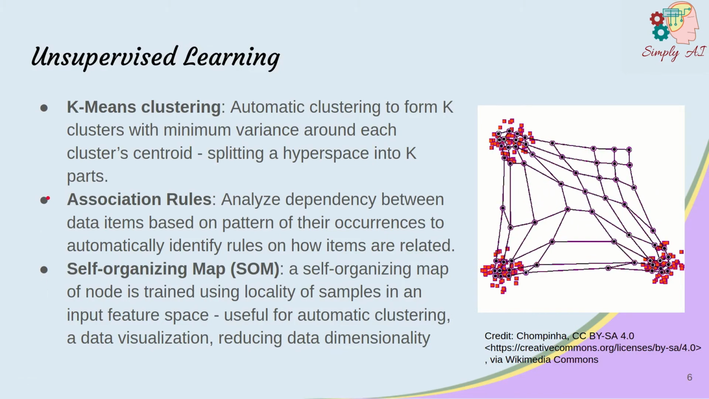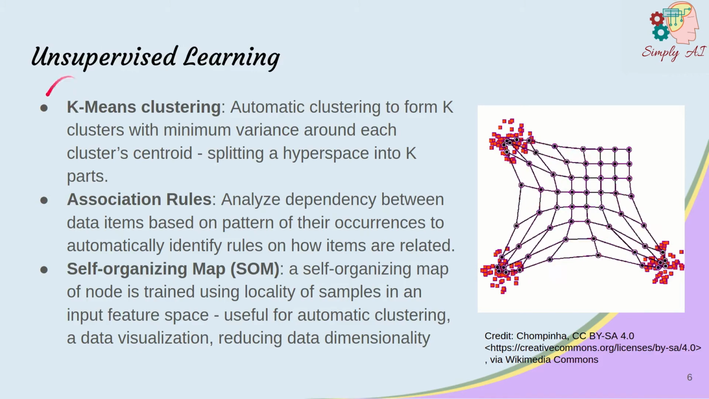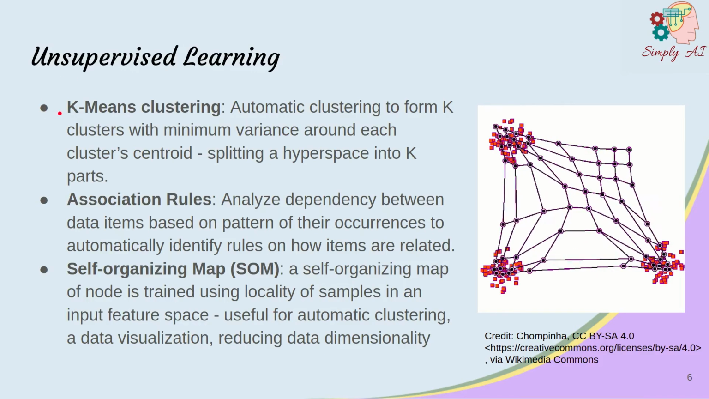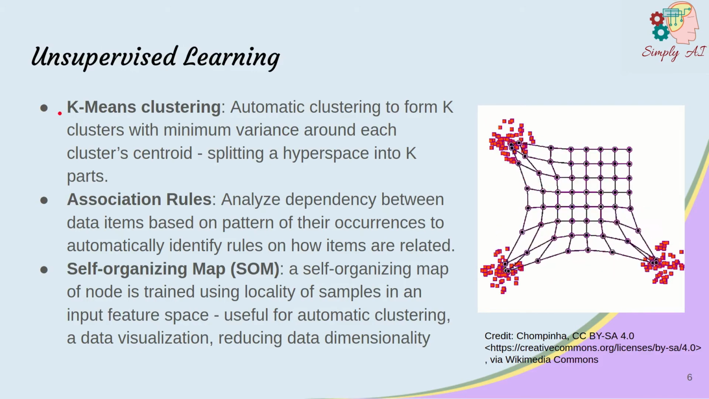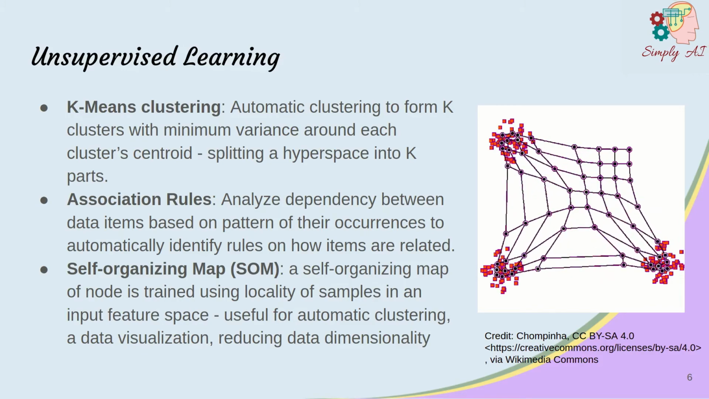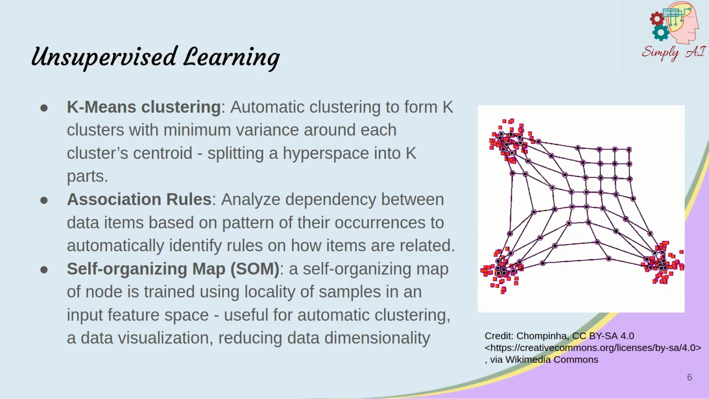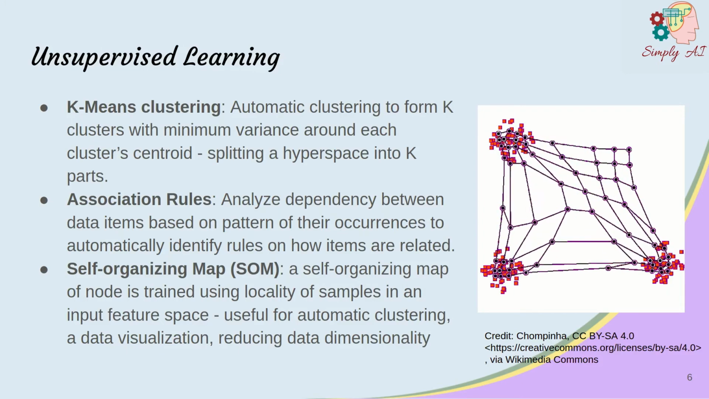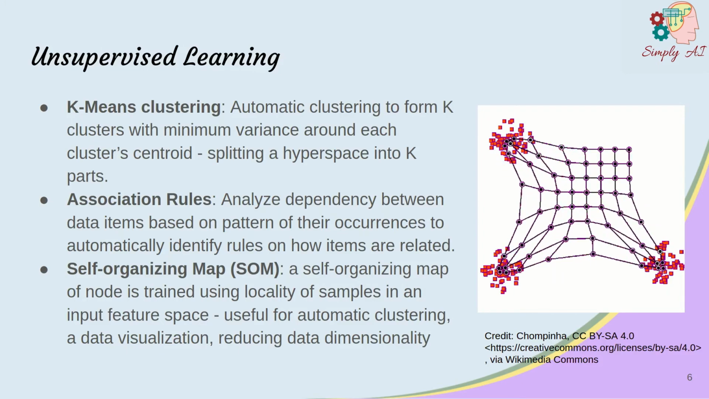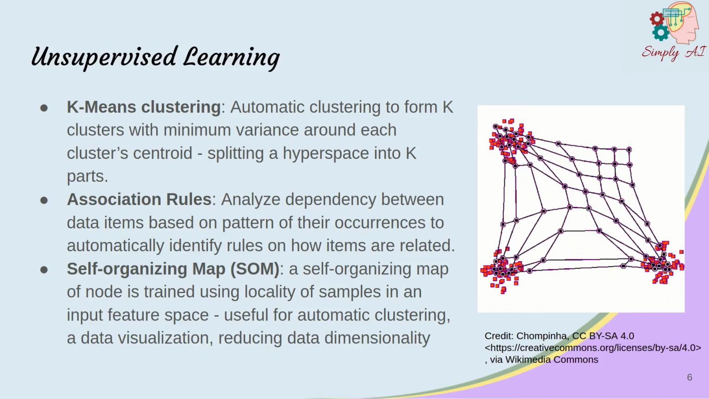Some prominent fields under unsupervised learning include k-means clustering. K-means clustering is an automatic clustering technique where we form k clusters with minimum variance around each cluster centroid. This effectively splits your input feature space into k parts around a cluster centroid. A centroid represents the center of the cluster.